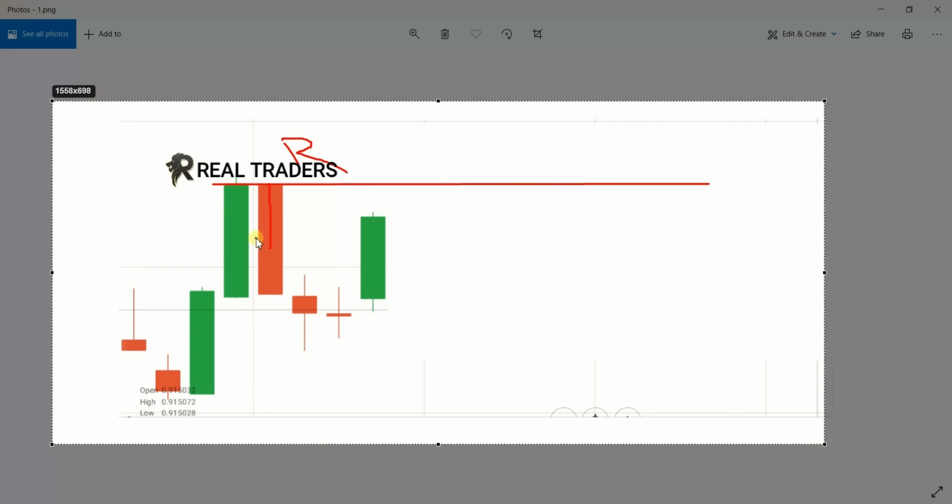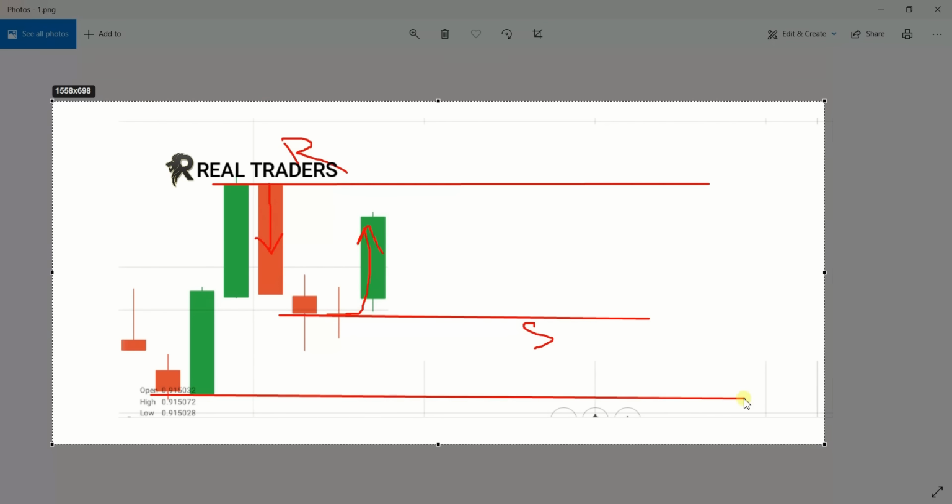Because we are seeing a seller's entry from this level, so it is a resistance level. Here we can see a level, it is a support level, because you can see a buyer's entry. The market came to this level and it changed the direction, so it is a support level. And here also there is a support level, because you can see a buyer's entry from this level. So on this market we are seeing these three levels.